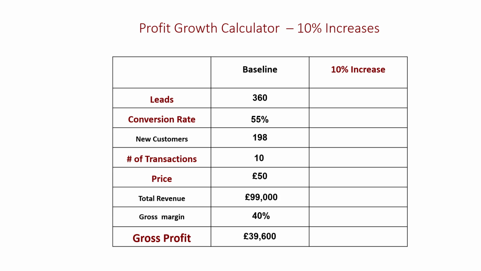So the way it works, here we can see we have 360 leads, we convert 55% of them, so we have 198 customers. They each buy 10 times a year on average and spend £50 or dollars each time, so our total revenue would be 99,000.